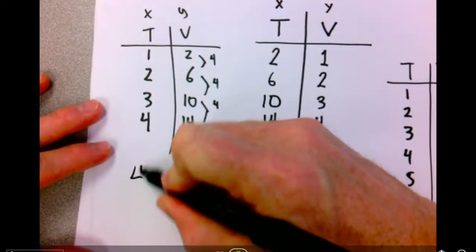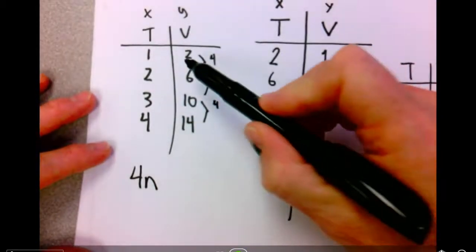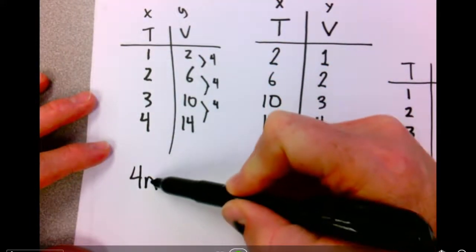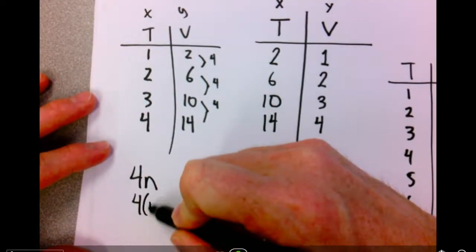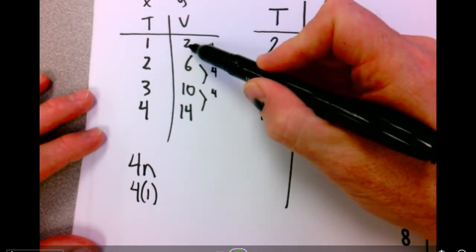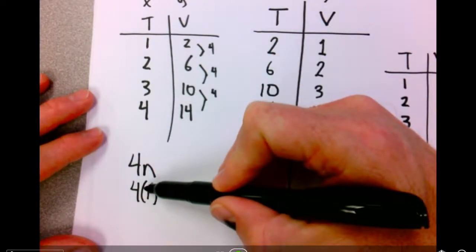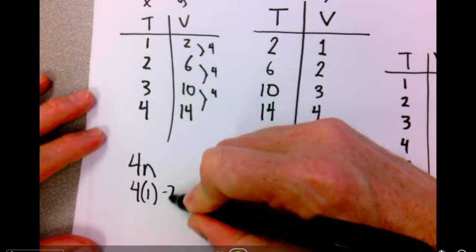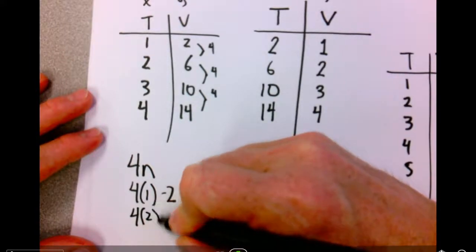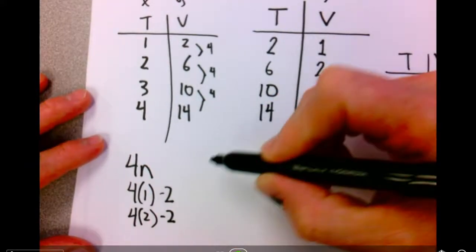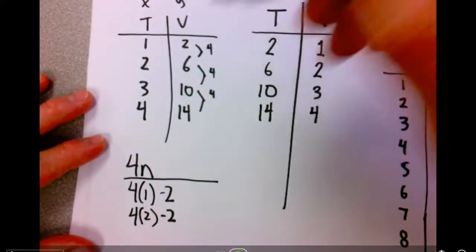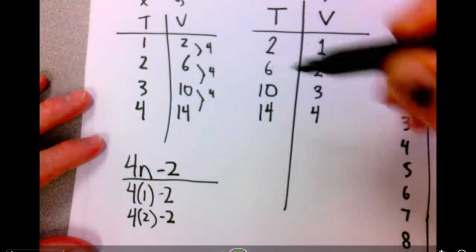We know it's 4n. So what do I need to do when I plug this first term into here? It becomes 4 times 1. What do I need to do to it to get the value of 2? Well, 4 times 1 is 4, minus 2 gives me 2. Does it work for the second one? 4 times 2 is 8, minus 2 gives me 6, so it works. So I know that the flipped nth term is 4n minus 2.